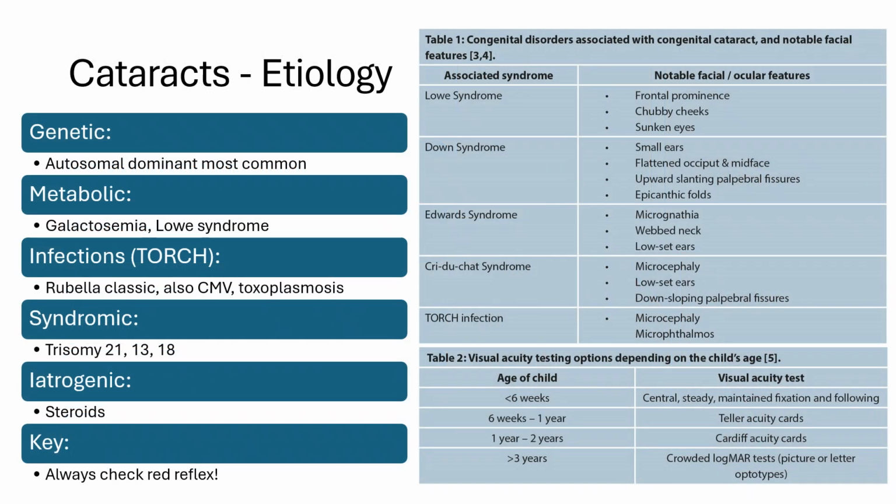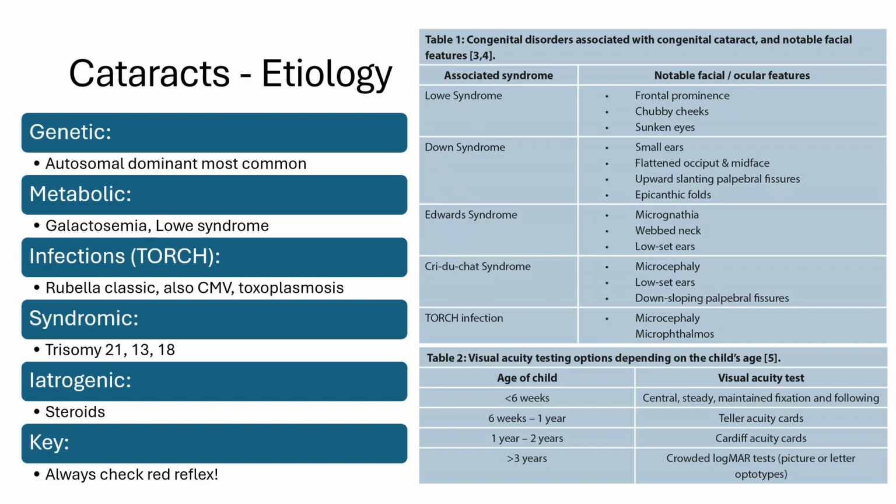The etiology of congenital cataracts spans multiple categories, with genetic causes leading the way. Autosomal dominant inheritance patterns are most common, making family history essential during your initial evaluation. Metabolic disorders present another crucial category. Galactosemia stands out because early dietary intervention can actually prevent cataract progression, making newborn screening results vital to review. Lowe syndrome, with its characteristic combination of cataracts, intellectual disability, and renal tubular dysfunction, appears frequently on exams.